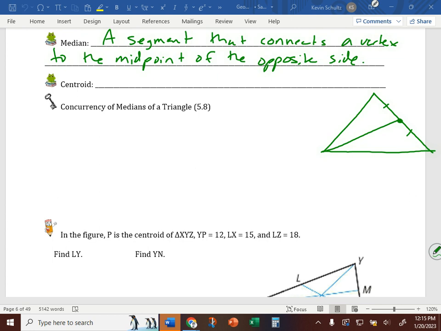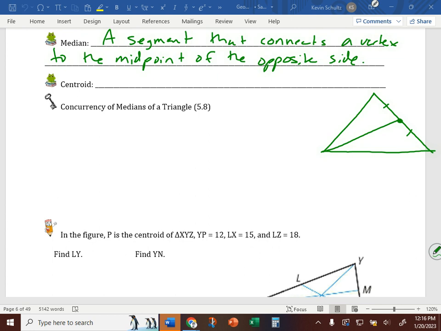Yeah, Tyler. Isn't median also used for the averages? Yeah, so median is also one of those average words, mean, median, mode. I don't know why they picked median for this. It takes the average of the opposite side per se, but an angle bisector takes the average of the, so I don't know. They're not really that related.